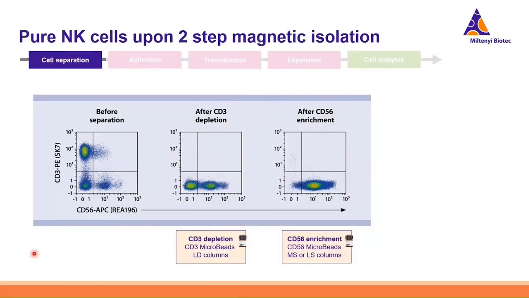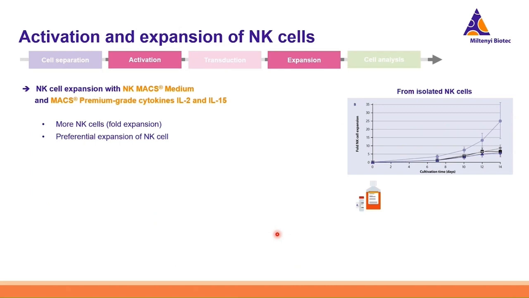The isolation process is, in the first step, after having your PBMCs, the CD3 cells are depleted with CD3 microbeads. Then the negative fraction is used to enrich the CD56 expressing cells, so to really have only the pure NK cell population. And after that, it's very important to activate the NK cells and to expand the NK cells.